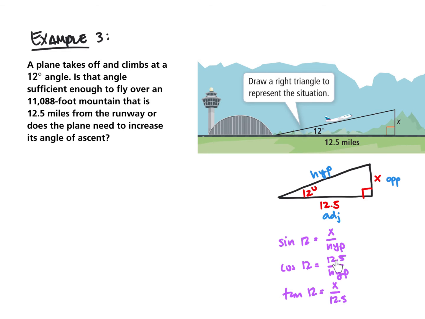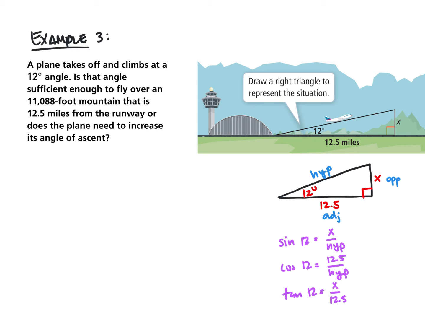Now, two of these have x in them, but only one of them has all the other information filled out. Only one of these has only one unknown. The sine one has two unknowns, right? It has x, but it also has this unknown hypotenuse. So I can't really use that. The cosine ratio doesn't involve the x, so I'm going to ignore that one. I'm going to look at the equation that uses tangent, because it uses the x, and the x in that problem is the only unknown value.